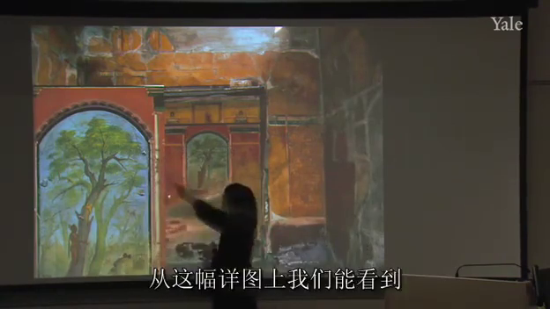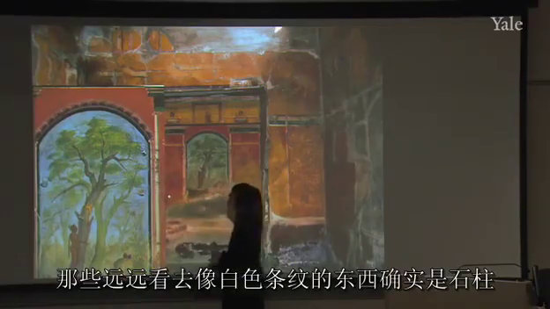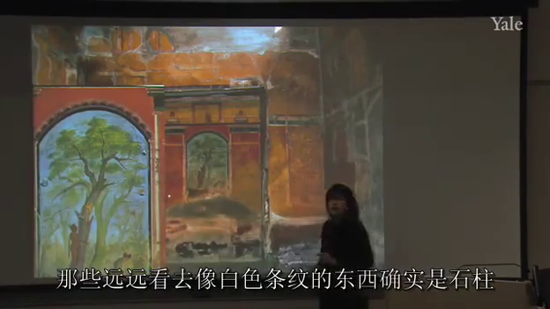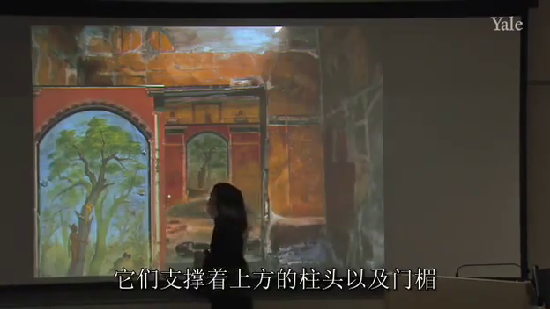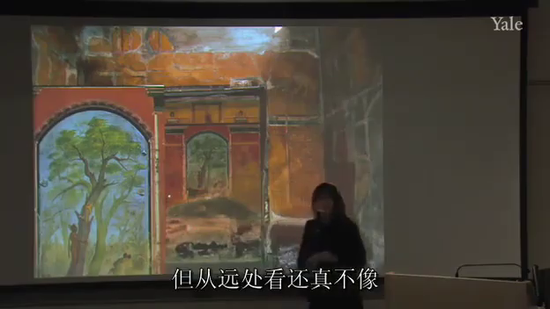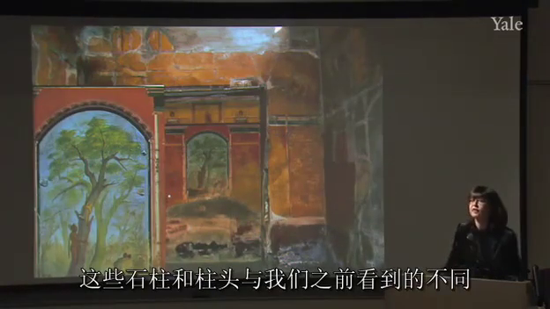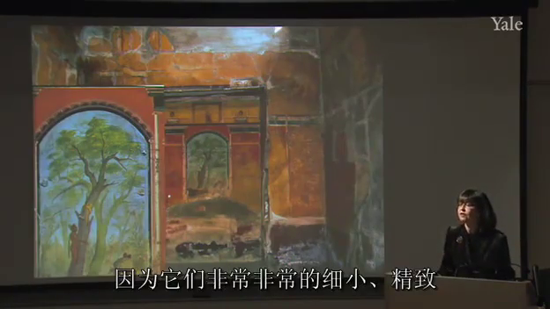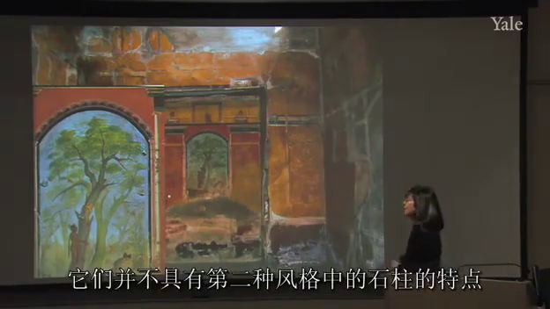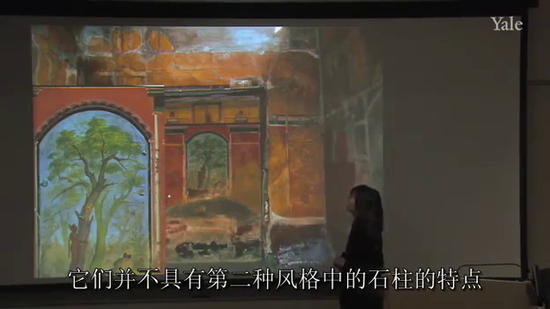And in this detail, you can see that, again, what look like stripes, white stripes on a flat wall from a distance are indeed columns. You can see that they support capitals and a lintel up above, but from a distance, again, they don't look that way. And they are columns and capitals very different from what we've seen before, because again they are very, very, very attenuated, very delicate. They don't have any of the substance of the columns of the second style.